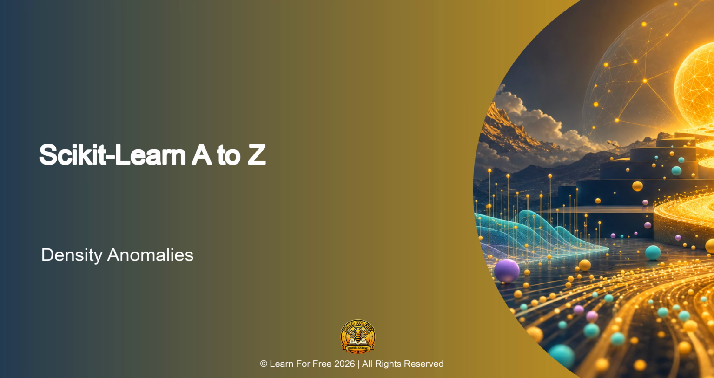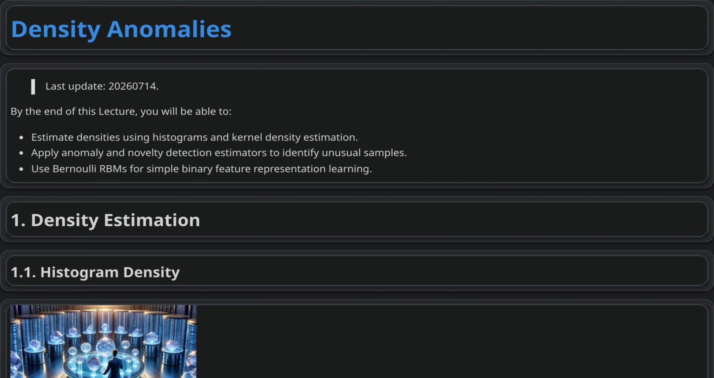Module 26. Lecture B. Density Anomalies. By the end of this lecture, you will be able to estimate densities using histograms and kernel density estimation, apply anomaly and novelty detection estimators to identify unusual samples, and use Bernoulli RBMs for simple binary feature representation learning.